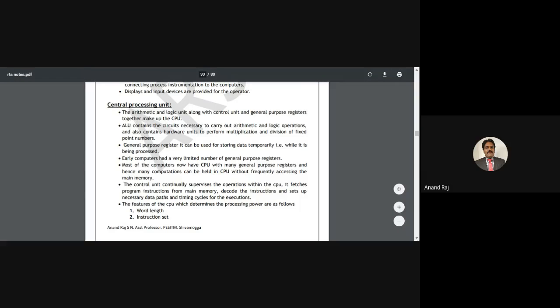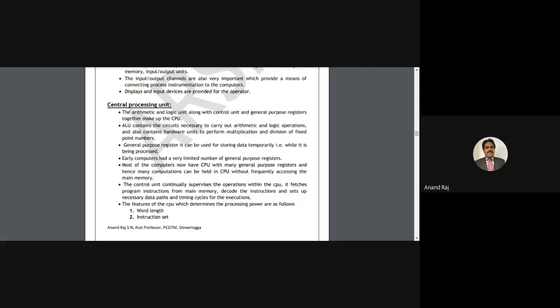Then we'll move to the next topic, that is we are discussing the general purpose computer. The ALU contains the circuit necessary to carry out arithmetic and logic operations, and also contains hardware units to perform multiplication and division of fixed point numbers. If it is fixed point numbers, it's very easy, and if it is floating point arithmetic, again the job of the ALU will be very difficult.